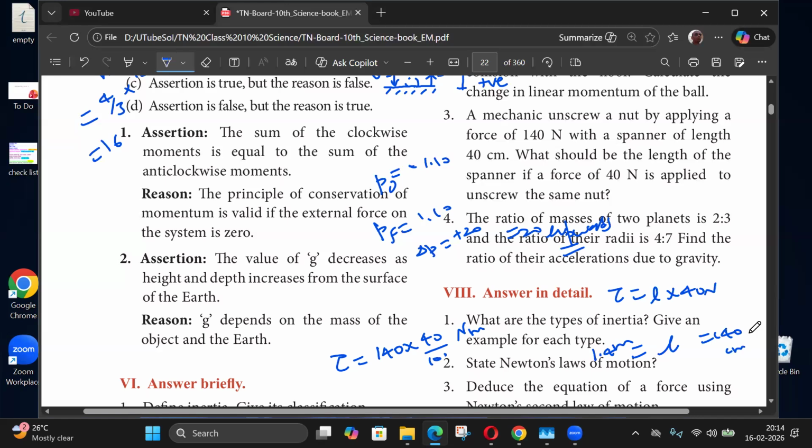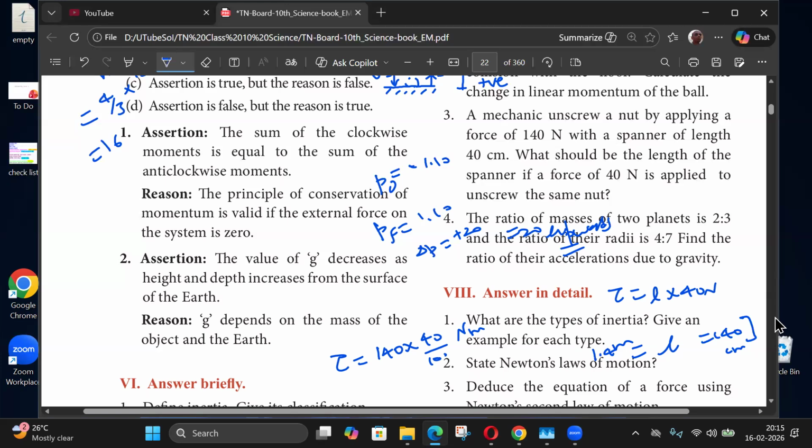So if you want to apply a small force and open that same thing, I need a bigger lever or bigger length. Check the answer. 1 second, sir. That's 1.4 meters, sir. 1.4 meters, same as 140 centimeters.